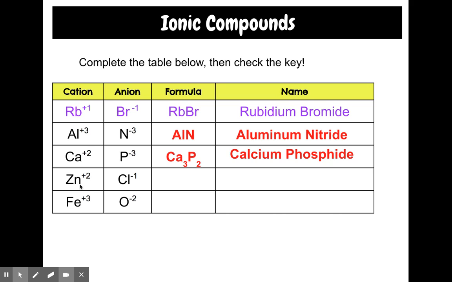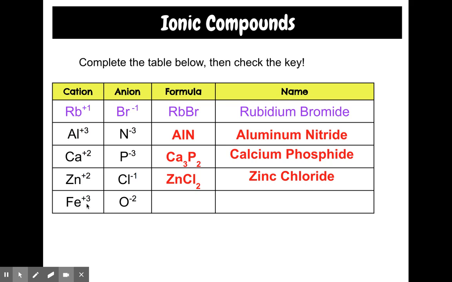The next example, zinc has a +2 charge, chlorine has a -1 charge. In order to make those charges equal and opposite, we would need 1 zinc ion and 2 chlorine ions. So the formula would be ZnCl2. And the name would be zinc chloride. The positive ion name stays the same. The negative ion changes from chlorine to chloride.